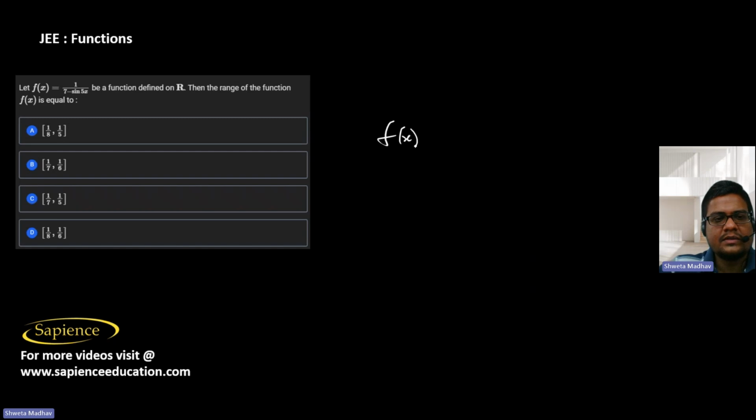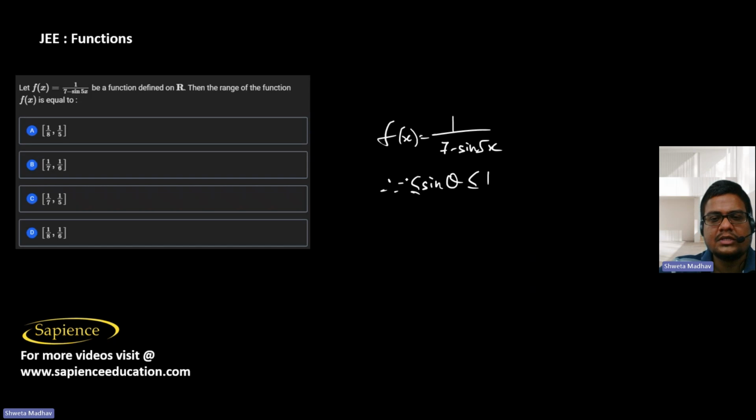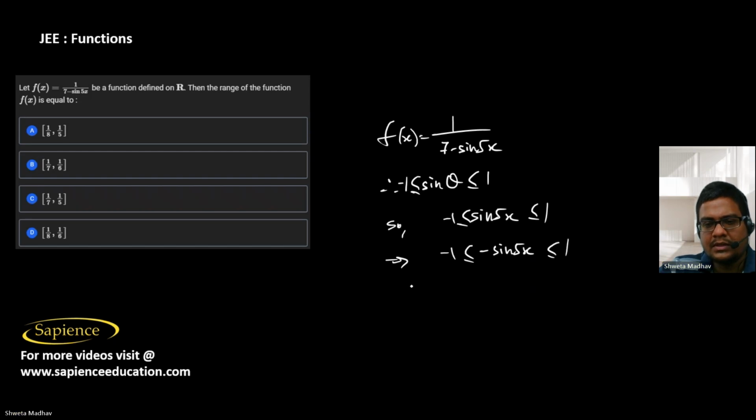Then here it is told the function f of x is equal to 1 by 7 minus sine 5x. Now the range of the function we have to find. We know that sine theta has maximum value 1 and minimum value minus 1. So sine 5x also will go from minus 1 to 1. Similarly, minus sine 5x will also go from minus 1 to 1. Then if we add 7 on all sides, 7 minus sine 5x will go from 6 to 8.